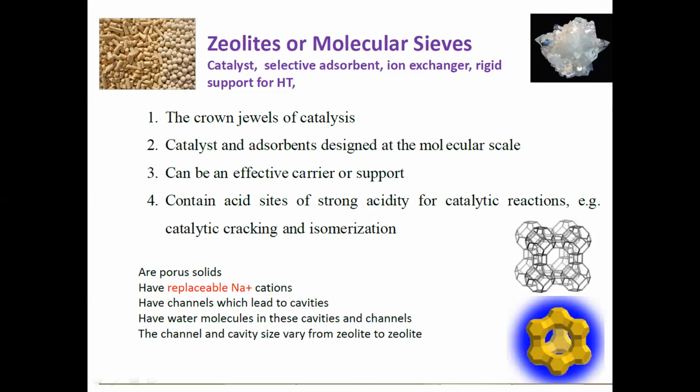So the natural zeolite looks like this. You can see on the top right hand side, and the artificial zeolite looks like what you see in the top left. Okay, they are like molecular sieves. So they are used as catalyst because of that particular pores, selective absorbance. They absorb something selectively.